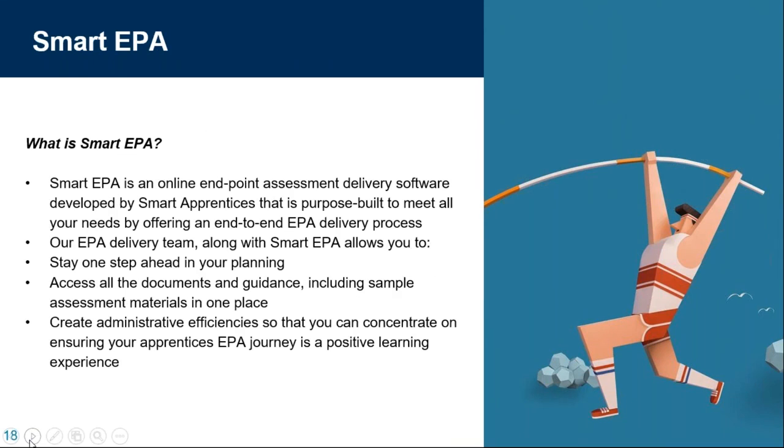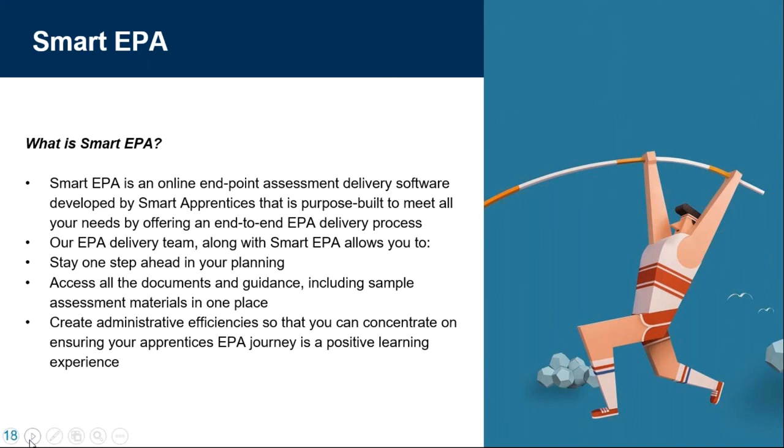So what is Smart EPA after all of that? It's basically, as I said, just an online endpoint assessment management system. It's delivery software that has been developed by Smart Apprentices. Some of you may be using Smart Assessor and may be aware of that, so it's the same platform. It's purpose-built to meet your needs by offering an end-to-end delivery process for the EPA, right from adding your learners on, planning the dates of delivery, planning the dates of the endpoint assessment, and planning that endpoint day for the learner, what shape it will take, what time it will take, and all of those. And our EPA delivery team, along with Smart EPA, helps you.